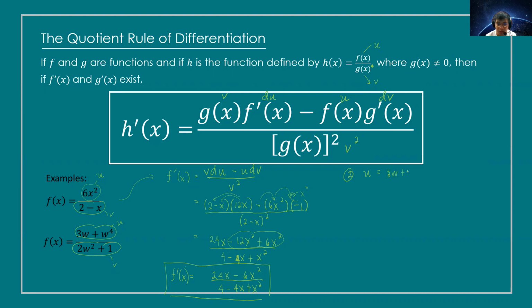3w plus w to the fourth. Then getting the derivative of u, du. So this would give us 3 plus 4w to the power of 3. So again, if you have w, x, mga y, and kanang raised to the power of 1, all of which gets a derivative of 1.